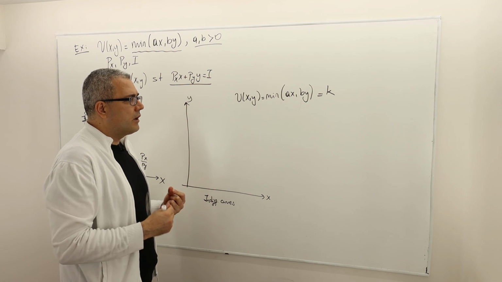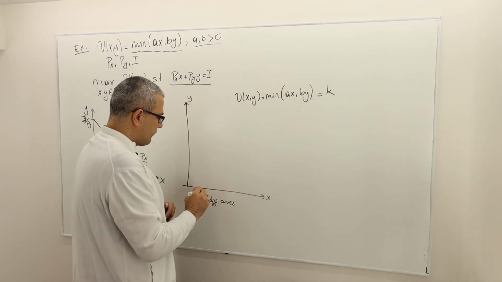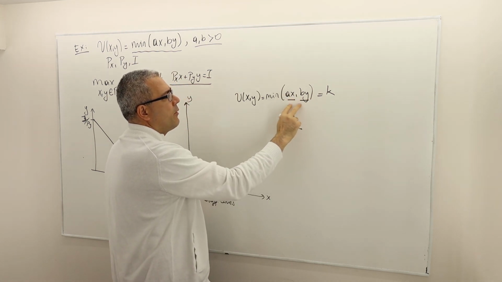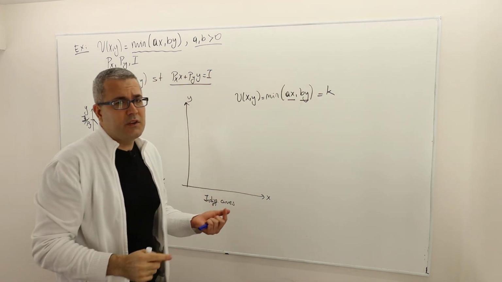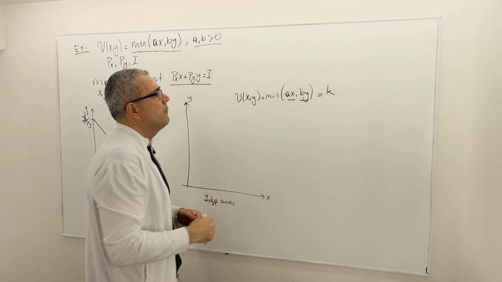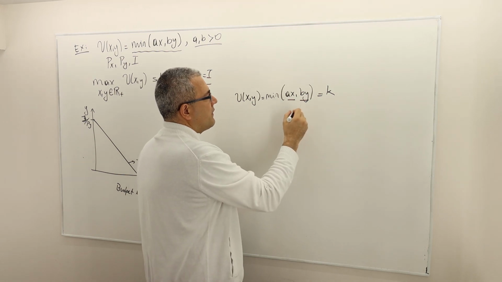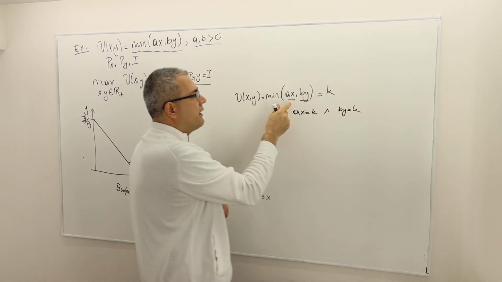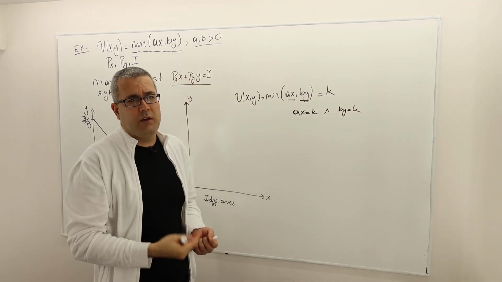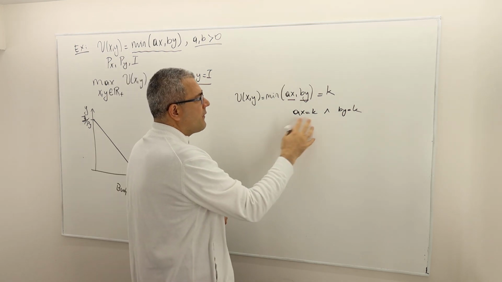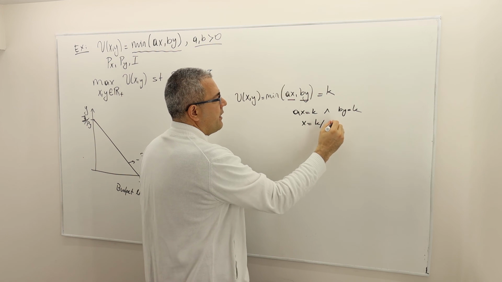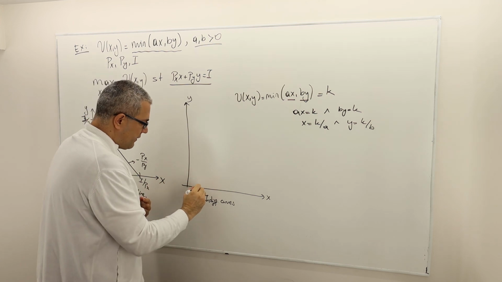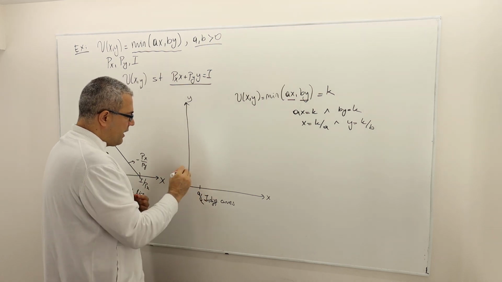Our starting point is usually the corner point, meaning where ax and by are equal. Remember, I am trying to pick the minimum of these two. I don't know the a and b values here, it's just a generic form, but that doesn't matter. If ax is equal to k and by is equal to k, then the minimum of ax and by is going to be equal to k. So whenever x is equal to k over a and y is equal to k over b, I will have the value k.